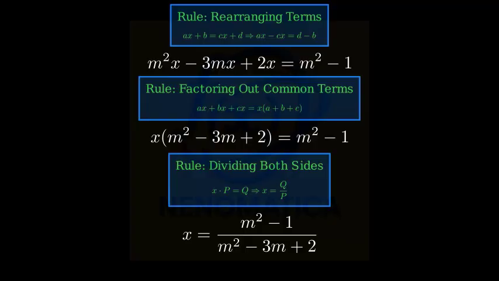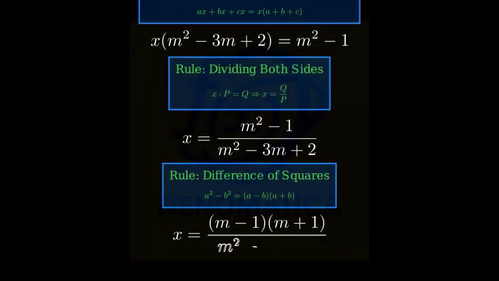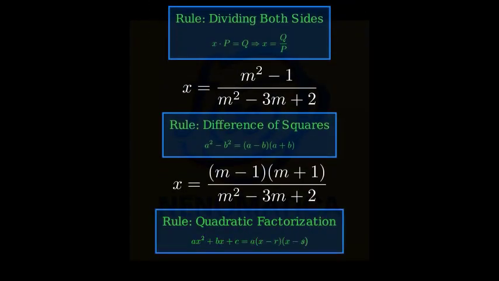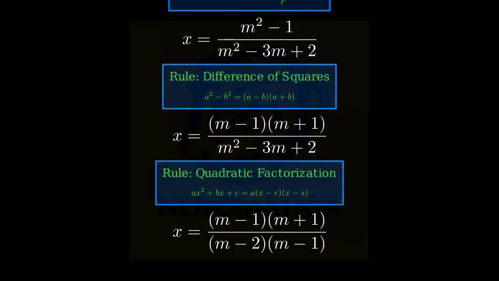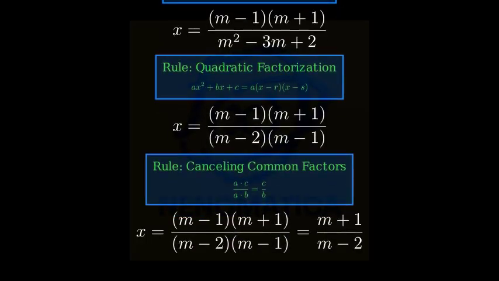Let's factorize both the numerator and denominator to simplify our expression. For the numerator, m squared minus 1 can be factorized as m minus 1 times m plus 1. For the denominator, m squared minus 3m plus 2 can be factorized as m minus 2 times m minus 1. Now we can simplify by canceling out the common factor m minus 1 from both the numerator and denominator. This gives us x equals m plus 1 divided by m minus 2.